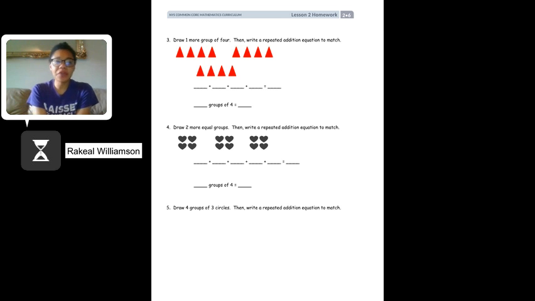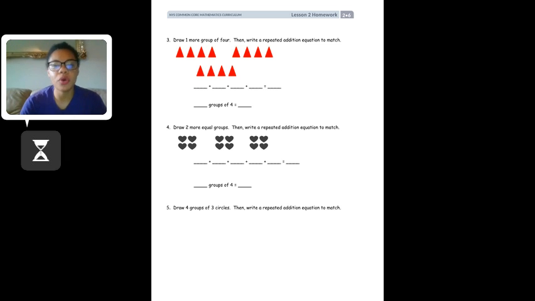Okay, now it's time for us to do number 4. Number 4 says, draw 2 more equal groups. So what I'm going to do is grab my red pencil and draw 2 more equal groups, a box around it. Draw 2 more equal groups. Then write a repeated addition equation.